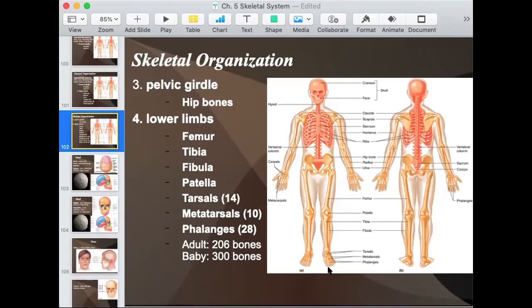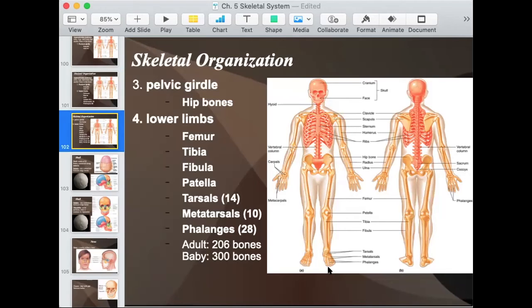And so that covers the 206 bones in the body, just as an overview. There are a lot of smaller bones that we haven't talked about in the skull. They make up the face, but those are the major bones in the body.